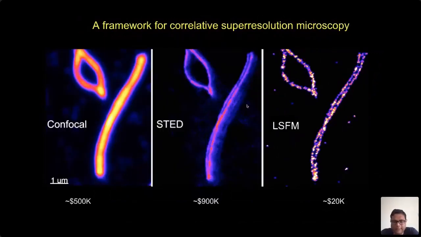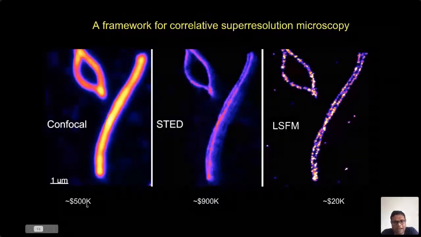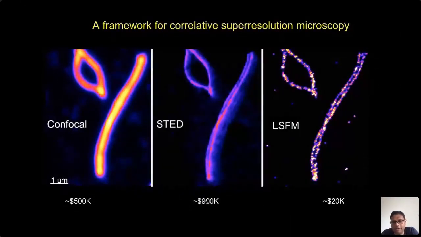And what I did is I in turn came up with a framework to do correlative super resolution microscopy. So basically you start with confocal, then you do STED, and then you can do this laser-free super resolution microscopy. And here are the prices. Roughly, starting with confocal, market price is around $500,000. STED costs, maybe it's a bit less, but it was around 900K a few years back. And this laser-free is roughly 20K.